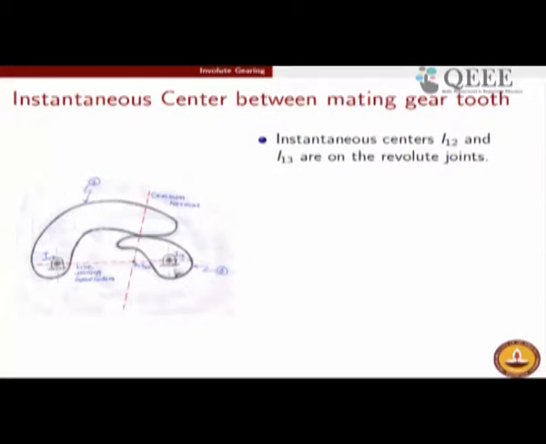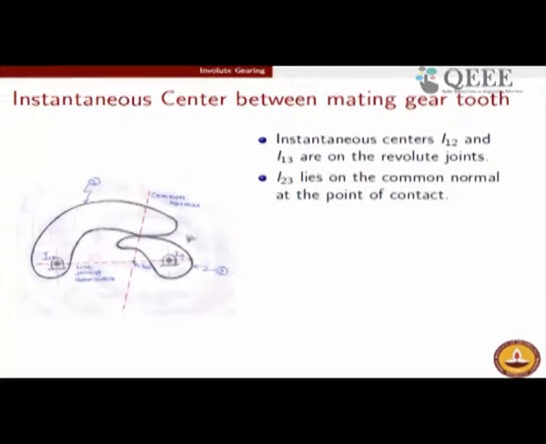And similarly, I13, the instantaneous center between body 3 and body 1, which is the frame, is exactly the revolute joint which connects these two bodies. So, I13 happens to be located here, I12 happens to be located there where I am pointing my mouse. So, these two instantaneous centers are easily determined.